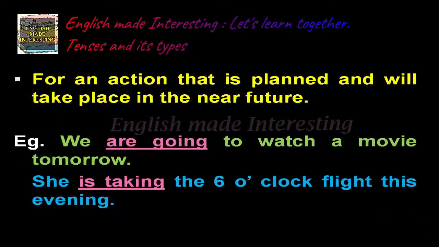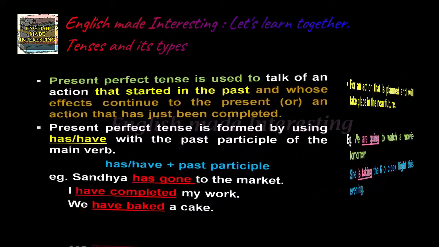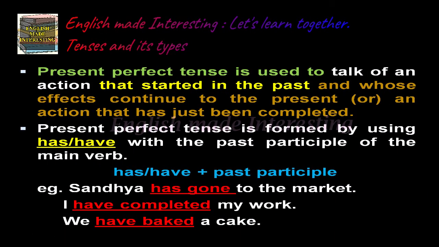Now, again, for an action that is planned and will take place in the near future, we use present continuous form. We are going to watch a movie tomorrow. Another example, she is taking the 6 o'clock flight this evening. Hope it's clear. Now we'll pass on to the present perfect tense.